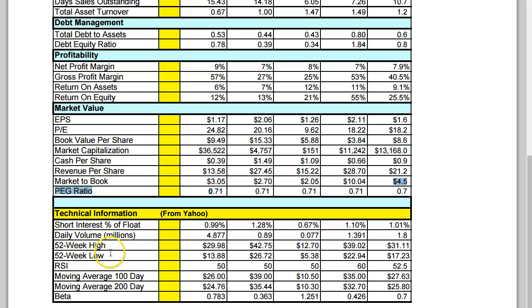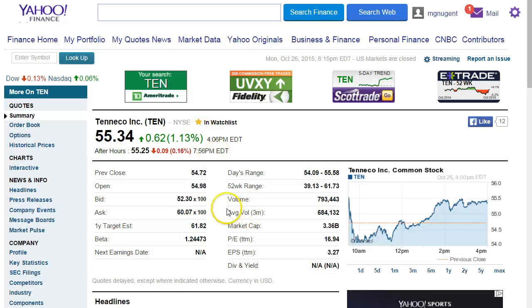The other big question were these technical indicators. So let's go to Yahoo Finance. Okay, so when you're in Yahoo Finance, one of the questions came up, well, do I need to keep updating the stock price on my industry analysis page?